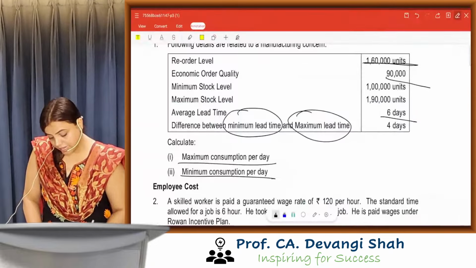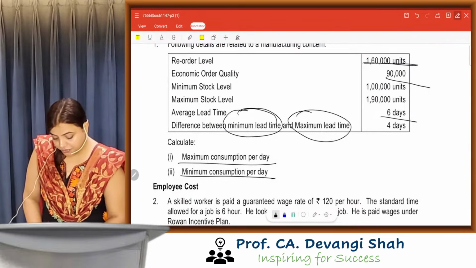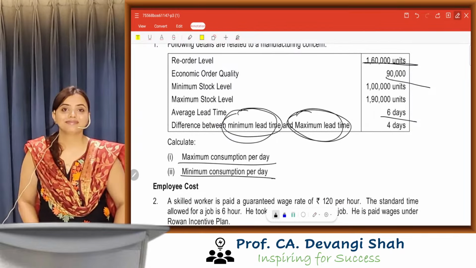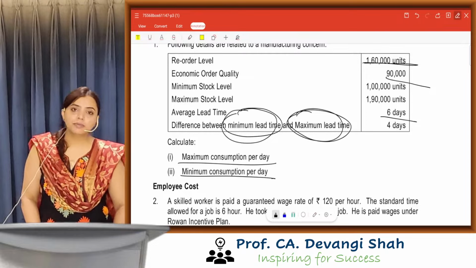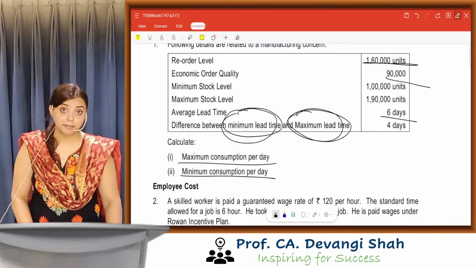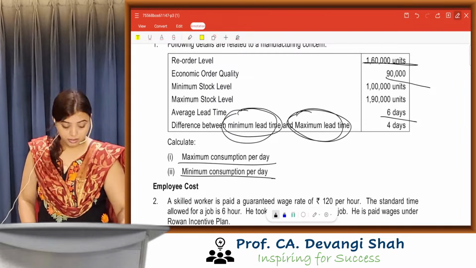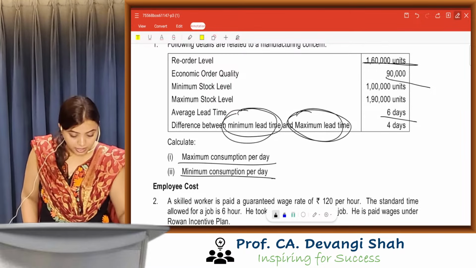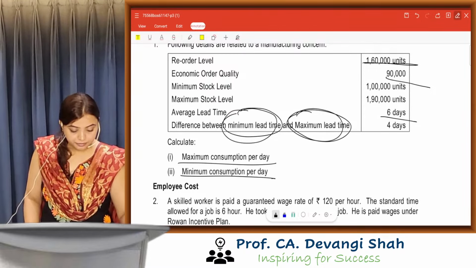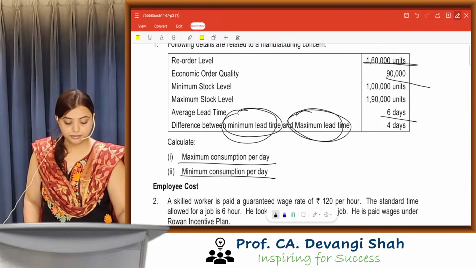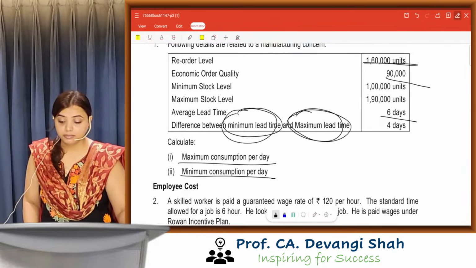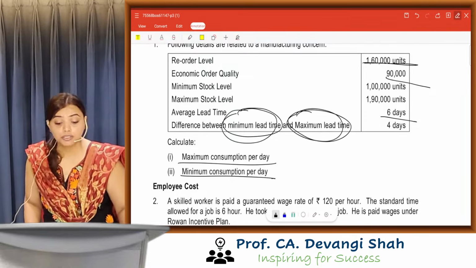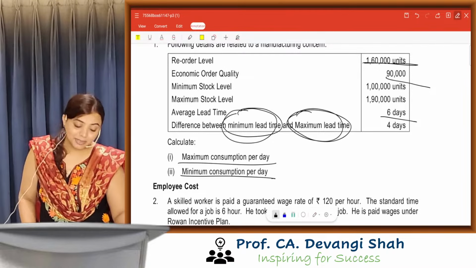So this is one thing, and then we know that the difference between the two is 4 days. That means my maximum is 4 days more than the minimum. So how are you going to do it? Did you get any hint? Natasha, you're not trying. Vipul, the question says find out minimum consumption and maximum consumption.